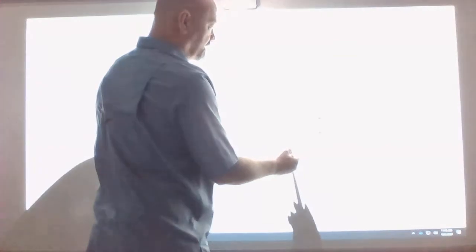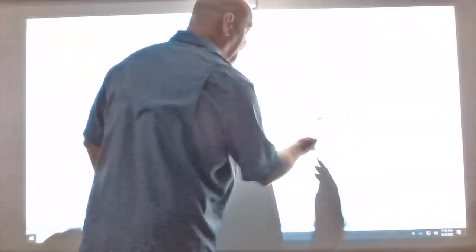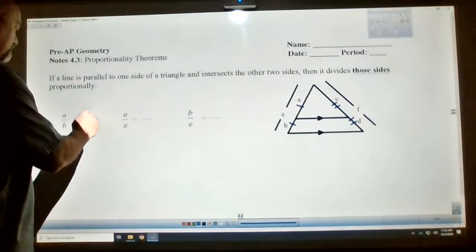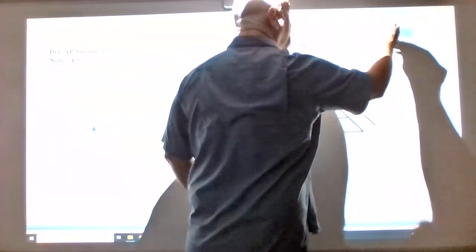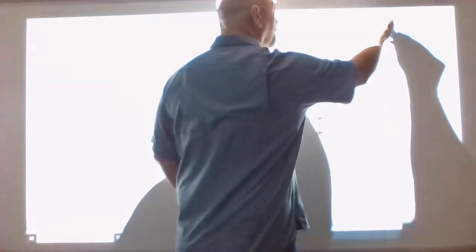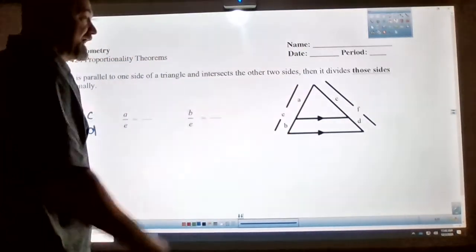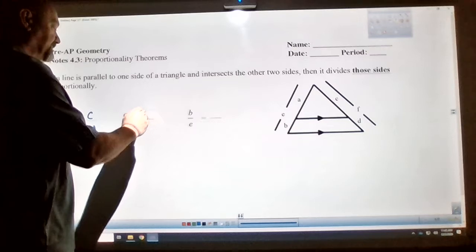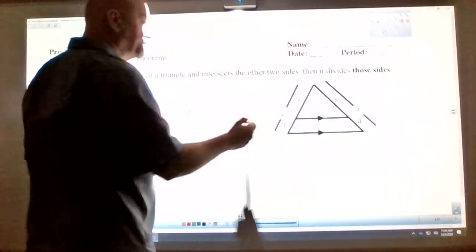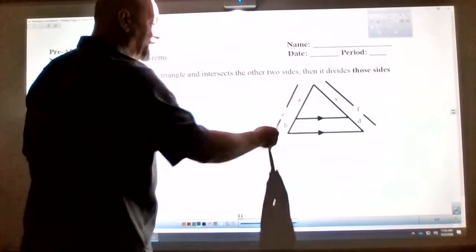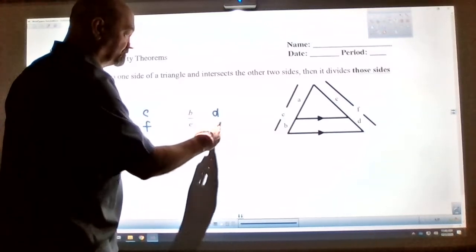A is to B as C is to D. Okay? It also means that A is to this whole side as C is to this whole side, C is to F. And by the same token, B is to E, that whole side, as D is to that whole side. Okay?